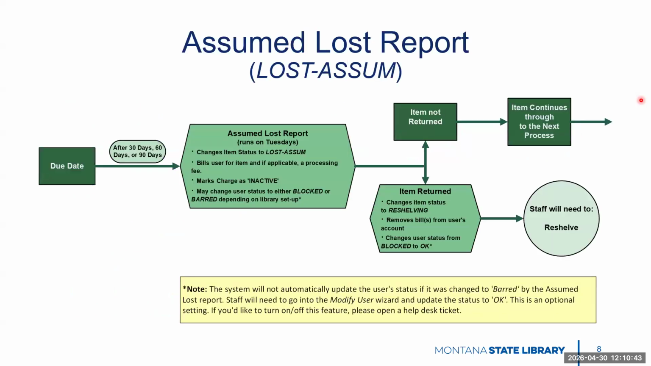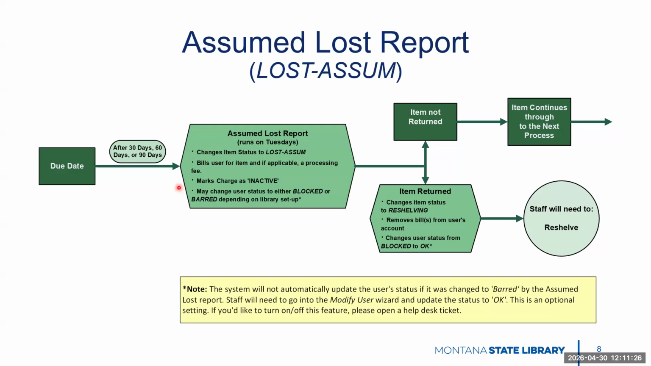Okay, this is where things start to get complicated. So your patron's item is overdue. When it hits either 30, 60, or 90 days overdue, the system on the back end is going to run the assumed loss report on Tuesdays. And that's what's going to change your item status to assumed lost. It's going to put a temporary bill on the user's account for the item, and also a processing fee if your library does that. It's going to mark the charge as inactive, but it's still checked out to the patron. And it may also change the user status to either blocked or barred, depending on an optional setting that your library may have turned on.